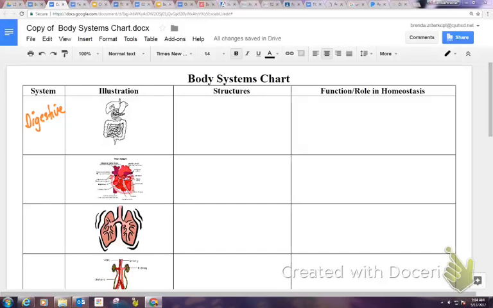Okay, so this is our review for the final exam, and this chart is available in class, or you can just make your own.